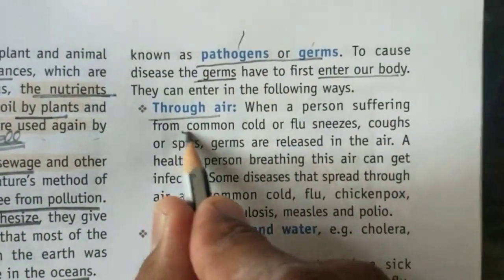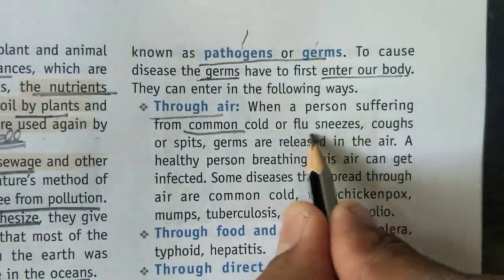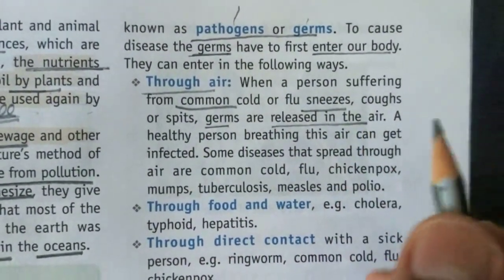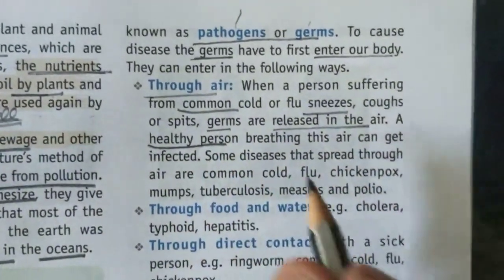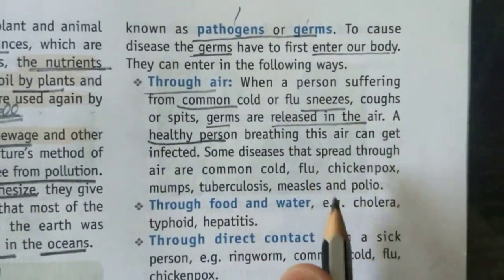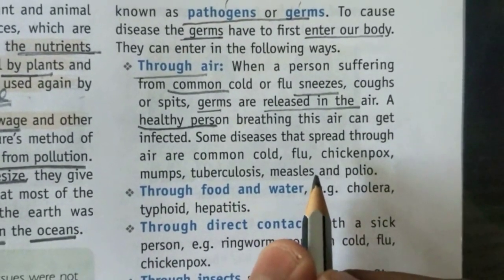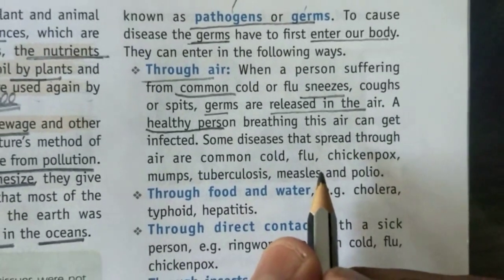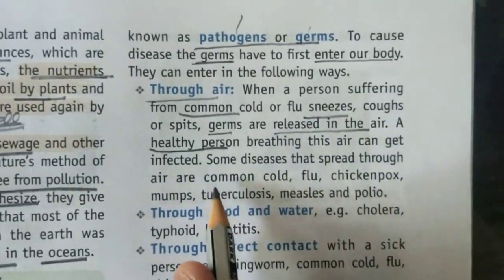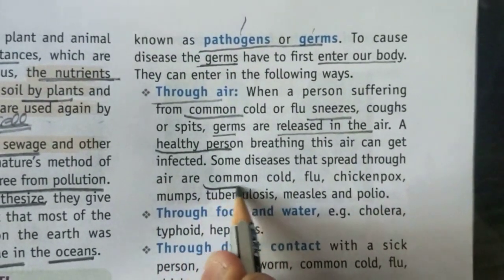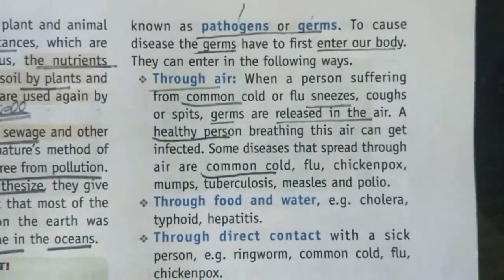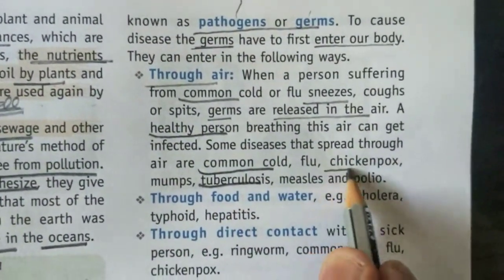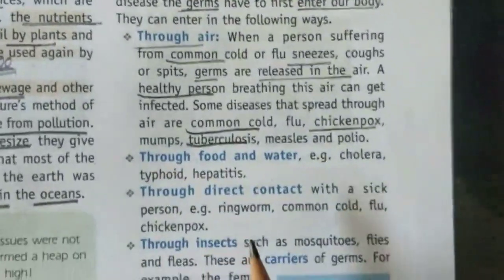Suppose a person has a common cold. He will sneeze. Then germs are released in the air, like in the case of coronavirus. Then a healthy person, when he breathes that air, the germs will enter his body. So the germs are entering the body of a healthy person with the help of air. Which diseases are caused by this method? Common cold is caused by this method. TB, tuberculosis, in which coughing takes place. Chickenpox. You know chickenpox.